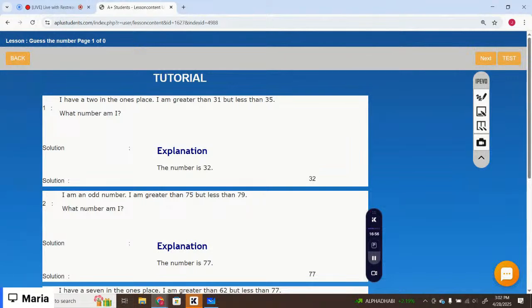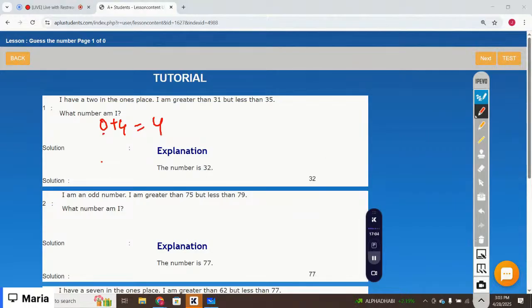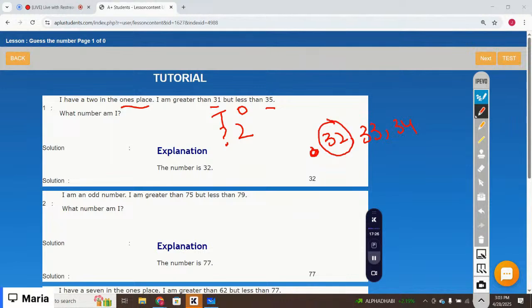I have a 2 in the ones place. I'm greater than 31 but less than 35. So you need to find a number that has 2 in the ones place. Like the number would be like this. This number is missing, right? This is the ones, this is the tens. The number is between 31 and 35. So that is 32, 33, and so the only number that has 2 at the ones place is 32.